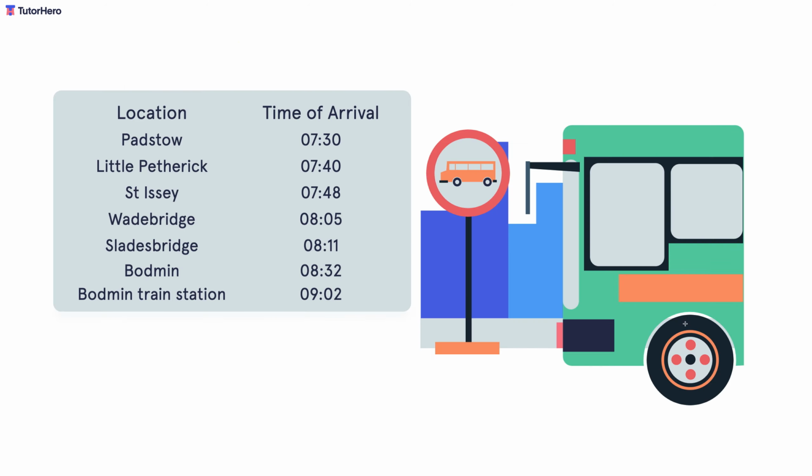Here is another example. This time it's a bus timetable. The timetable lists the destination in the left-hand column and the time the bus is expected to arrive in the right-hand column. For example, the bus is expected to arrive in Wadebridge at 8:05 and due to reach the next destination, Sladesbridge, at 8:11. Therefore, the journey takes 6 minutes.